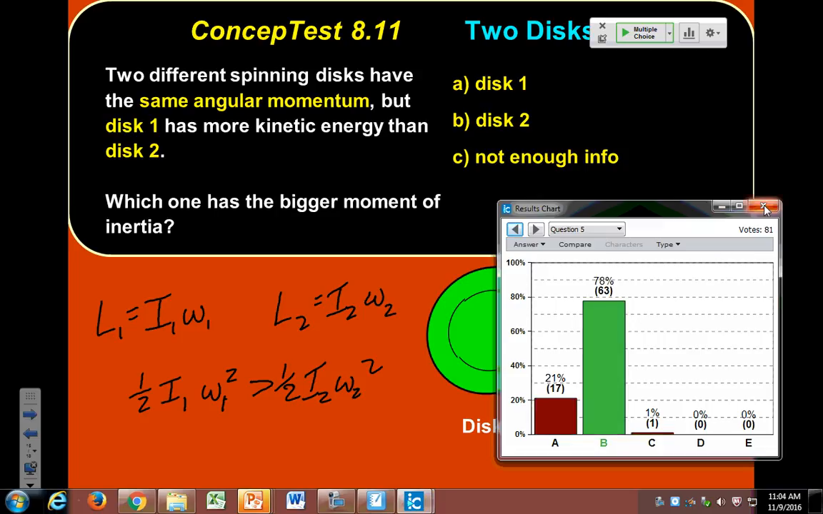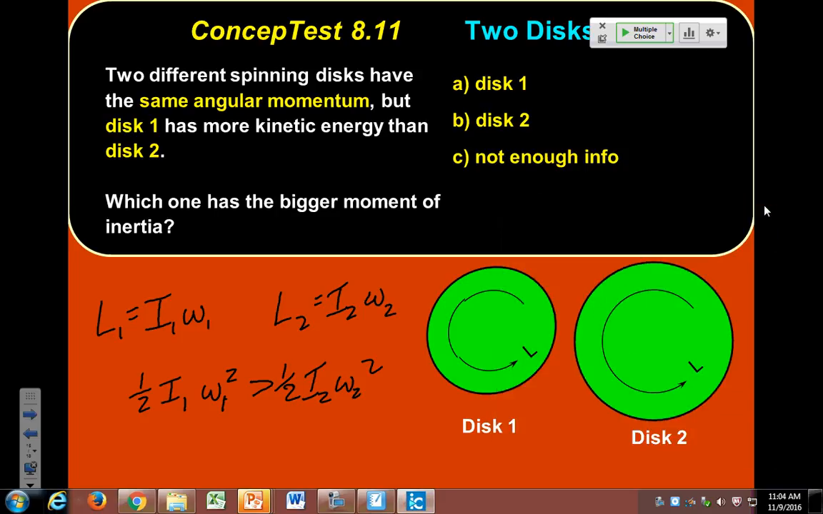Okay, B is right. You could have something similar to this on the test, but it wouldn't have the pictures. The picture sort of leads you into the right answer. The moment of inertia of this disk, which is bigger, is going to be bigger.